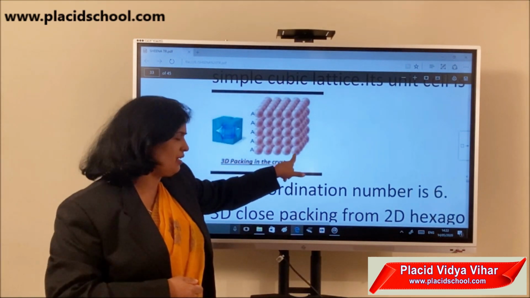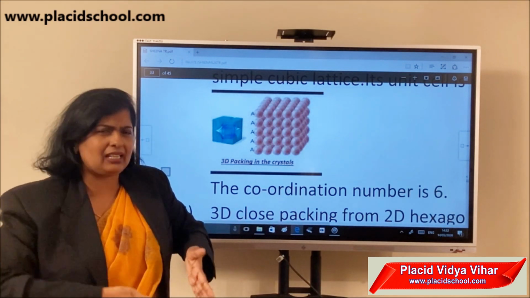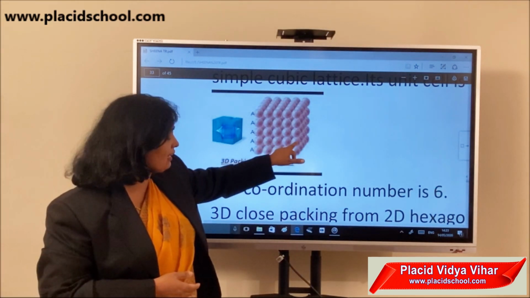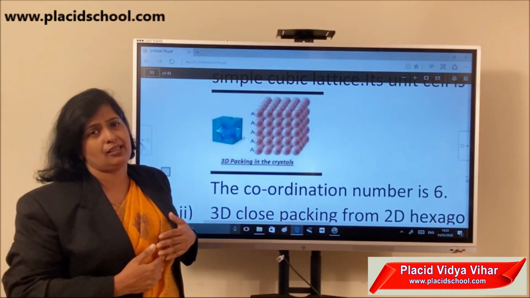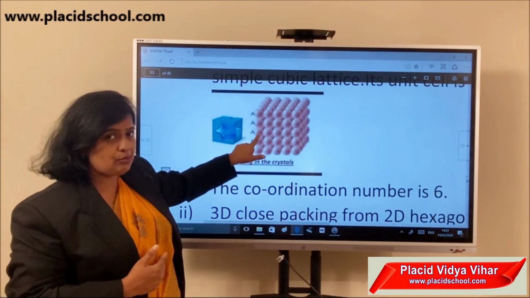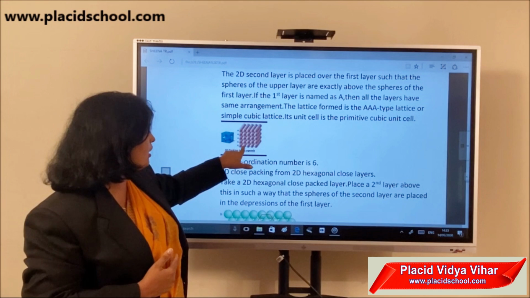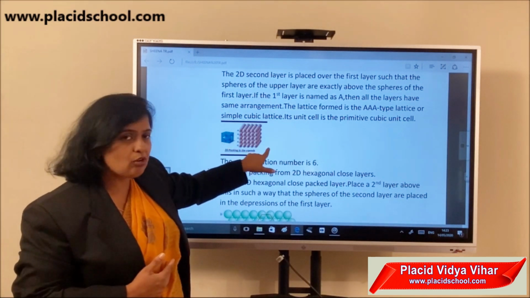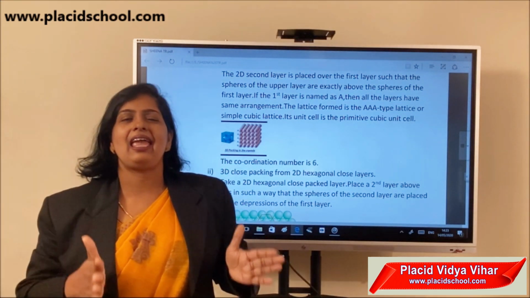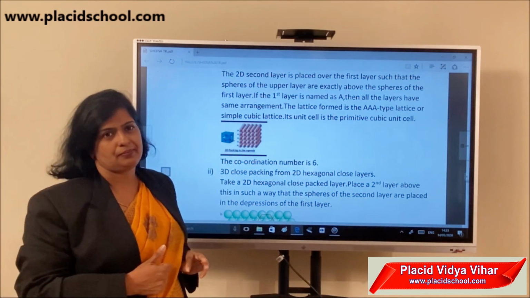This is the first layer. This is a square close packing layer. That means each particle is vertically aligned or horizontally aligned with each other. Now we are keeping a second layer exactly above the first layer. Then all the layers look the same. This is three-dimensional. And so if I represent the first layer as A, the second layer also will be A, the third layer also will be A, or we name it as AAA type pattern or simple cubic lattice.